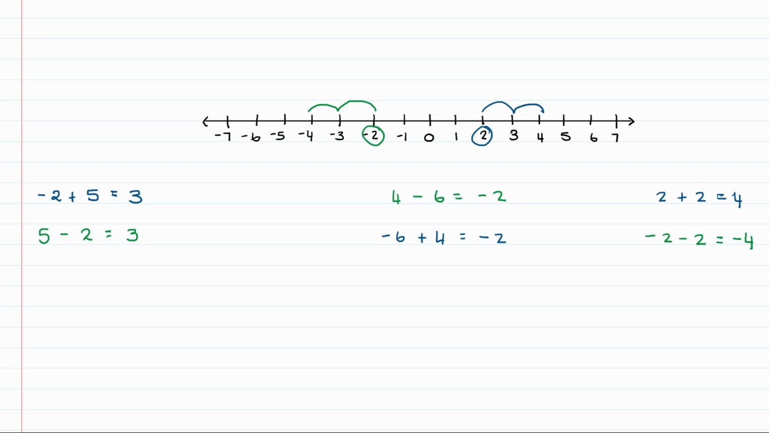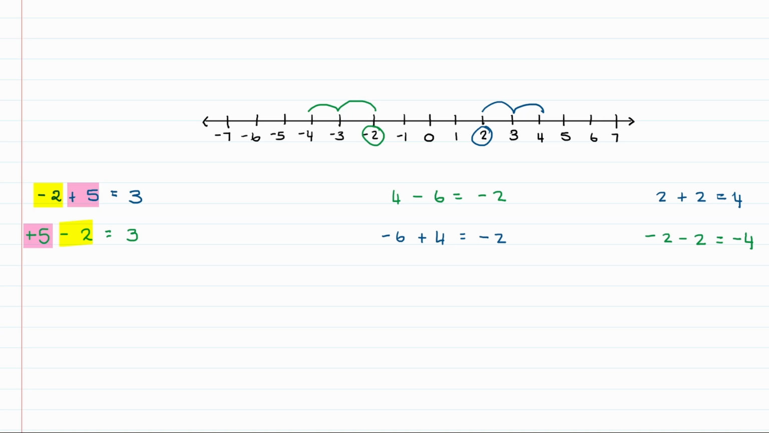Well, let's find out what's going on here. My first question has negative 2 and a positive 5. And all I've done in my second question is swap their order around. Now I have positive 5 appearing first, followed by negative 2. And this is why they both give me an answer of 3.